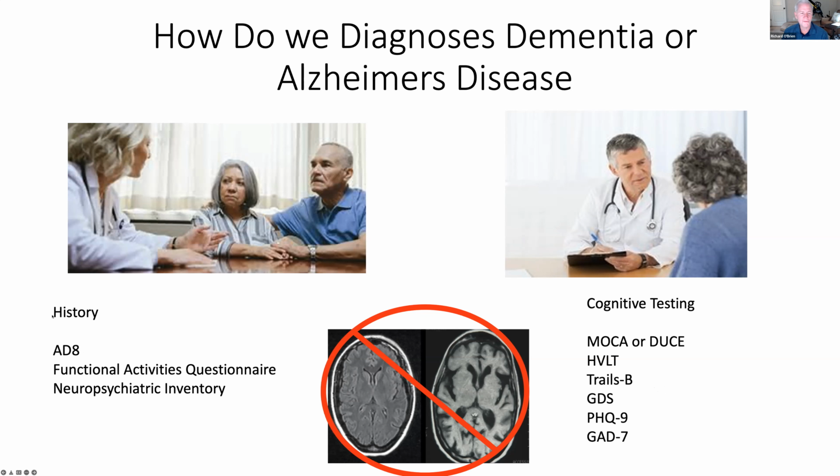The families usually fill out these forms while we're doing the cognitive testing, because as most of you know, when the family member starts describing the symptoms they see, the patient gets angry at them because they think there's nothing wrong. So while they're out filling out these questionnaires, we do cognitive testing. Mostly my colleagues do the MoCA, I do the DUCE. For people who do well on the MoCA, we do a very simple memory test called the HVLT and Trails B, and that's pretty much all you need. We hardly ever get formal cognitive testing. And then we do a couple of depression scales and an anxiety scale.